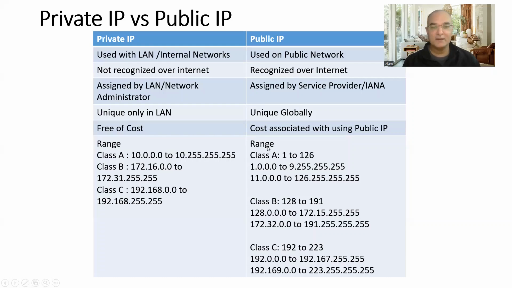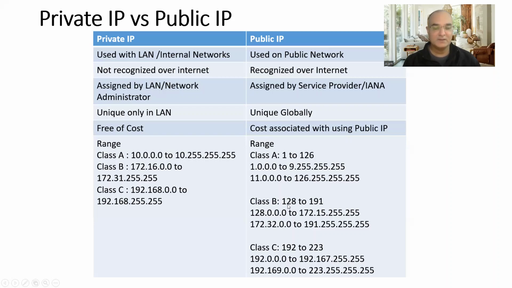Now for the public IP range, again, it's divided into three classes: Class A, B, C. There are more classes, but as far as networking is concerned, A, B, C are the relevant ones. So Class A starts from 1 to 126, and here is the complete list. The 10 is missing because it's assigned to the private IP range.